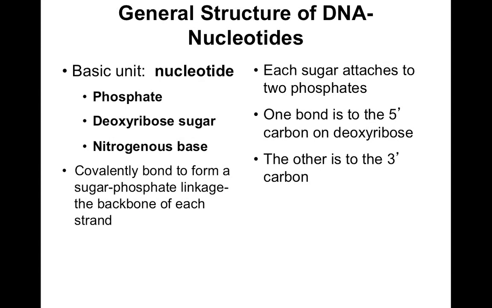So the general structure of DNA: the basic unit is called a nucleotide. So this is the A, T, C, and G by themselves. The basic backbone of a nucleotide is the phosphate, followed by deoxyribose sugar, and then the nitrogenous base. The nitrogenous base is what varies. That's what makes your A, T, C, and G. These are covalently bonded together to form a sugar-phosphate linkage, the backbone of each strand. One bond is to the 5' carbon on the deoxyribose, the other is to the 3' carbon. So this allows you to create a single strand of nucleotides.